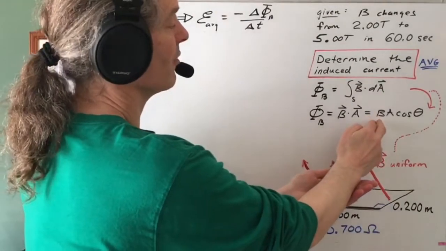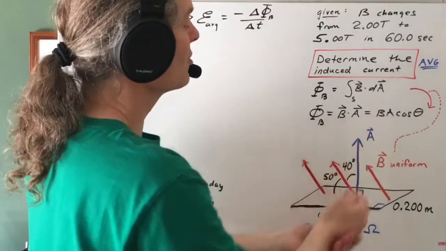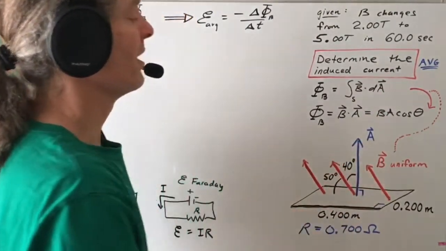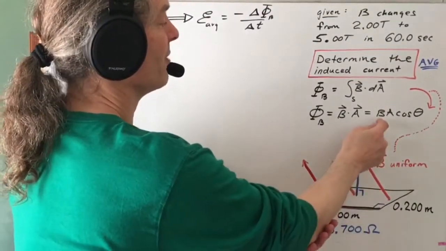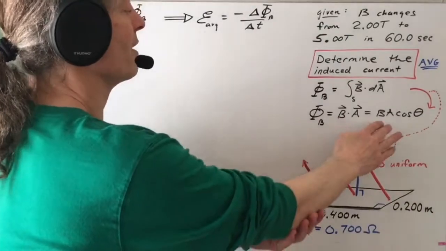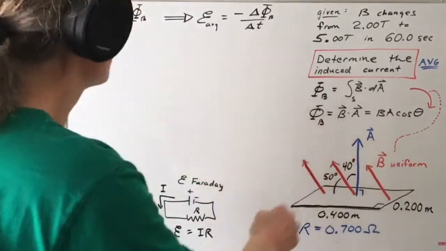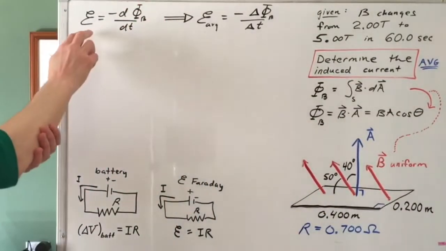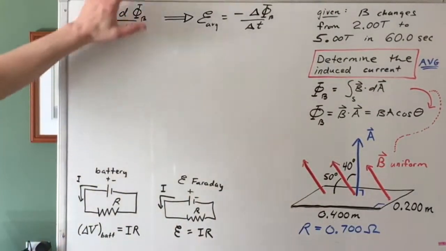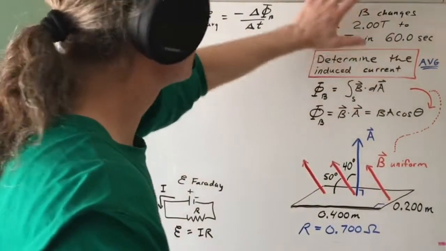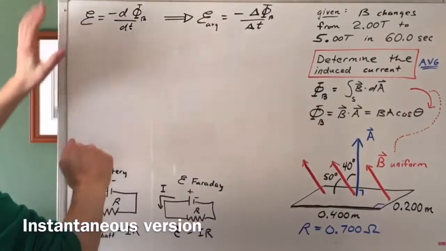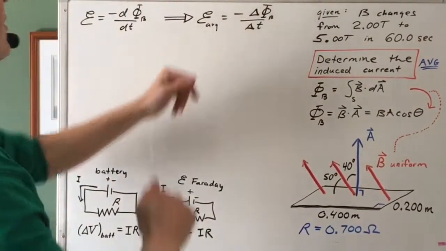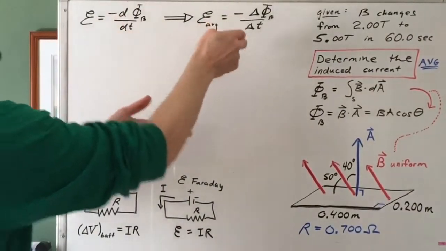That's going to involve the magnetic field strength, the area, and the cosine of the angle between the magnetic field and the area. The area is not changing, the angle is not changing, but the magnetic field strength is. So that means the magnetic flux will be changing. If magnetic flux is changing, we have an induced voltage. We don't know the exact rate at which this is happening, so we're going to go from the exact version of Faraday's law to the average version by changing the differentials to deltas.